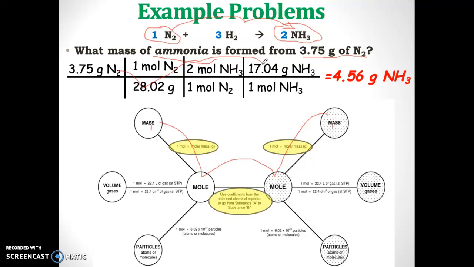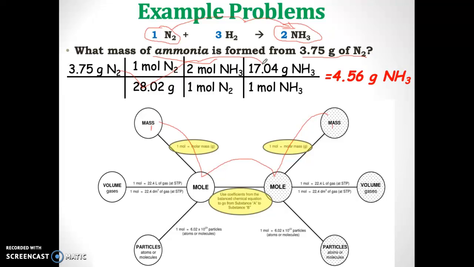First, again, my molar mass of nitrogen going on bottom, 1 mole going on top. Then I cross the mole bridge with nitrogen going on bottom, 1 mole of N2, and 2 moles of NH3 going on top. And then I go back to grams, but I'm going to grams of NH3, so 1 mole of NH3 goes on bottom, and 17.04, the molar mass of NH3, goes on top. And what I get for my answer is 4.56 grams of NH3.